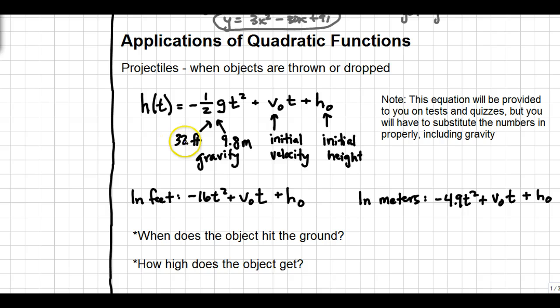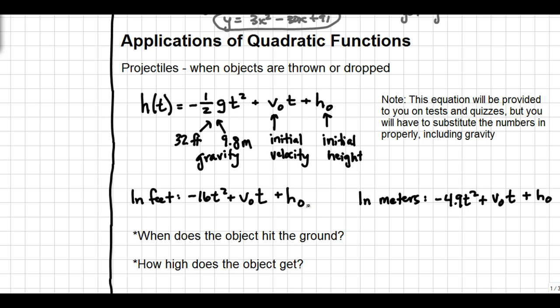So if you want to look at the equation with the feet and the meters already figured out, someone plugged in the 32 or the 9.8 and then multiplied by a half. So these are typically the two starting numbers that you're going to see. It's either going to be a -16 or a -4.9 next to your t squared. If it's in feet, it'll be a -16. If it's in meters, it'll be a -4.9. And then they'll have to tell you the v sub o or the h sub o.